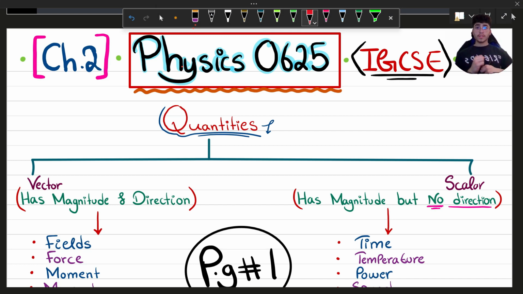Okay, so in this video, we're going to go through some revision notes for Physics 0625 Cambridge IGCSE for Topic 2, Describing Motion. So let's begin. To begin with, we have quantities.